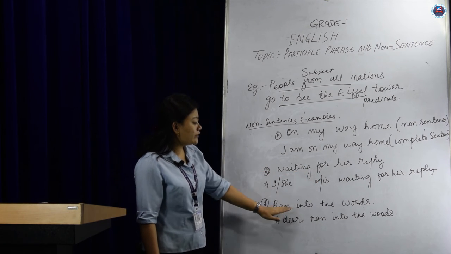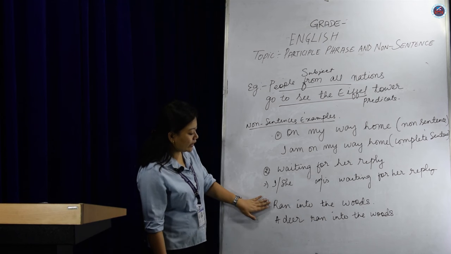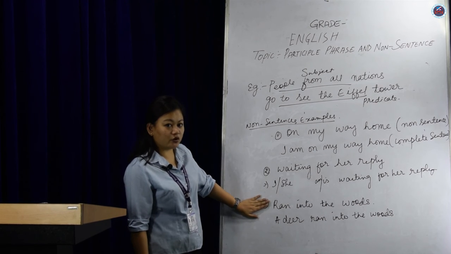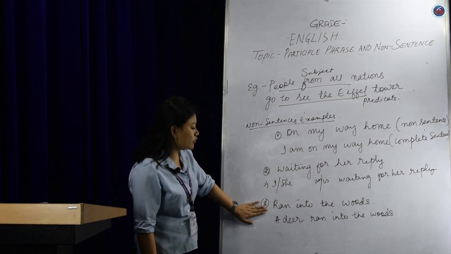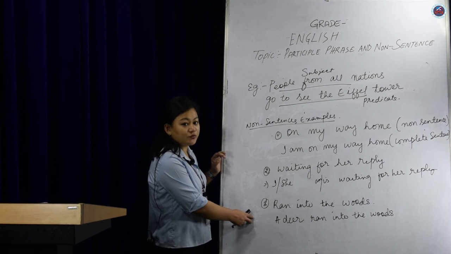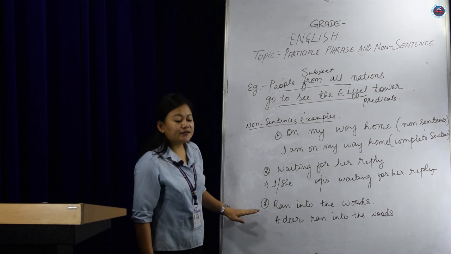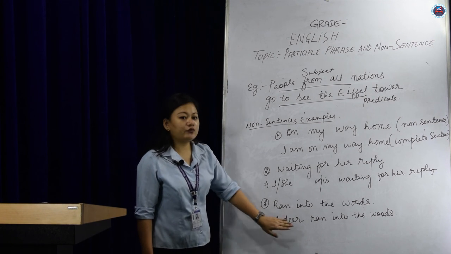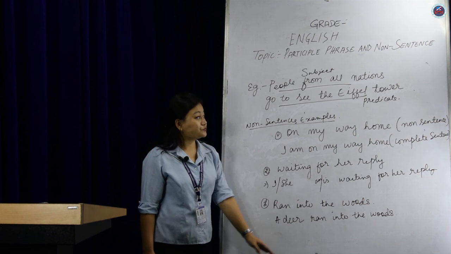Now third, ran into the woods. Again, this is also an incomplete sentence or a non-sentence. Why? Because here we do not see any subject. So the complete sentence will be, a deer ran into the woods.